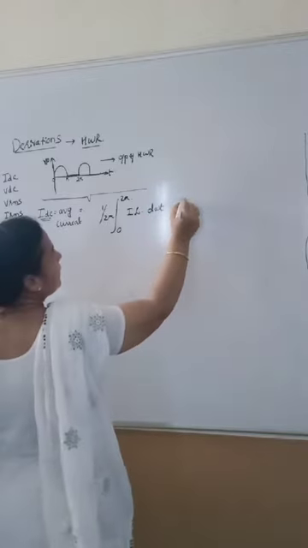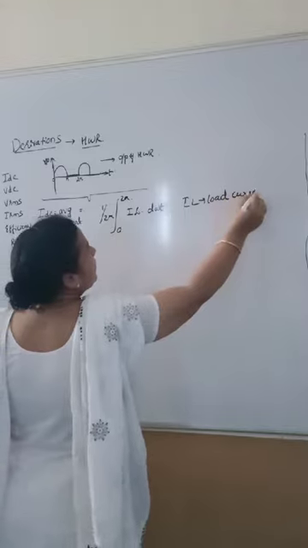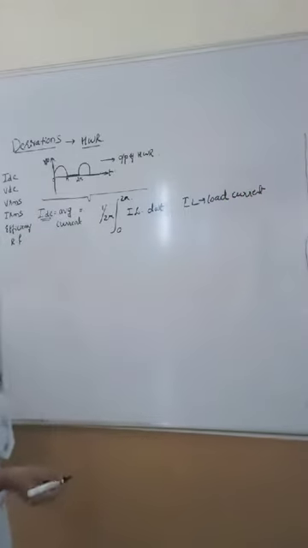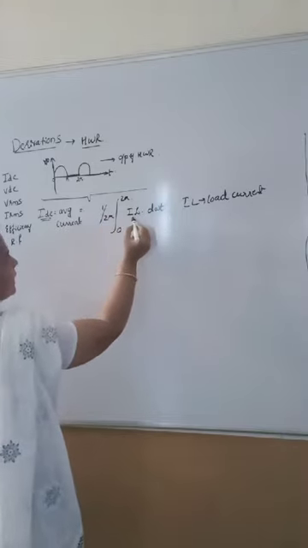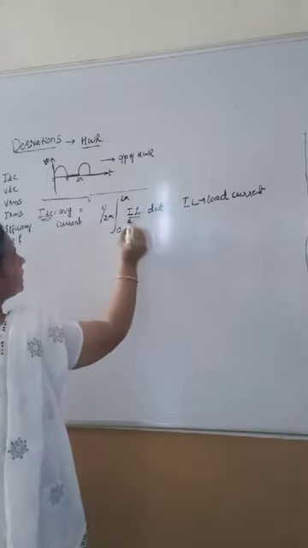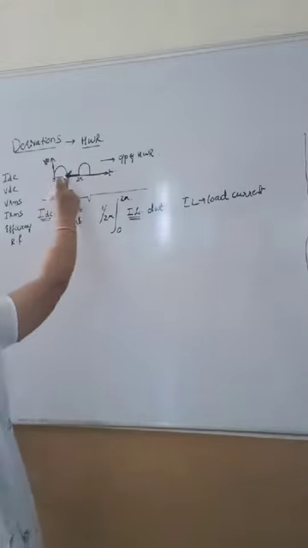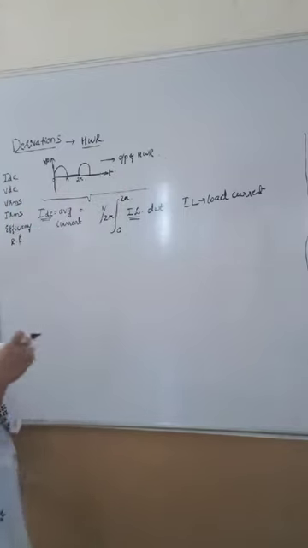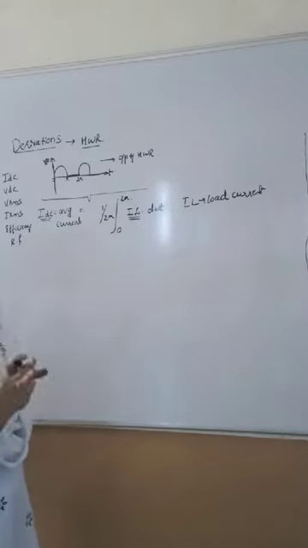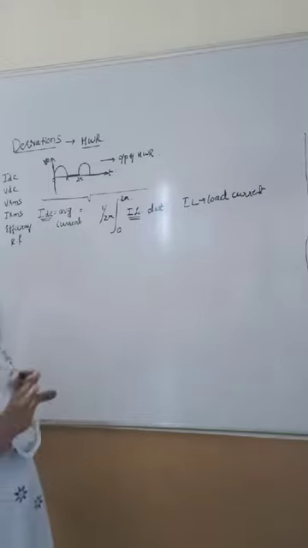What is IL? IL is the current flowing through the load. Hope you are understanding how we have written this: 1 divided by 2 pi, 0 to 2 pi, IL into d omega t. We are deriving equations for the current, so we consider the DC current to be the current flowing through the load. DC is always available at the output of a rectifier, which is at the load, so we are considering that as the load current.